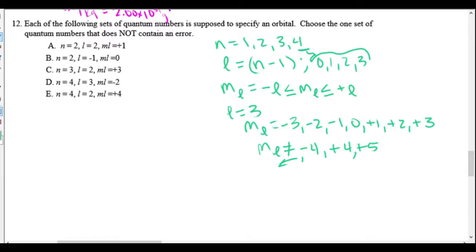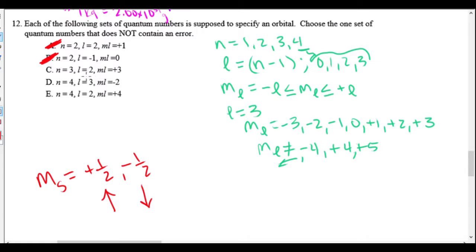So let's go through these. So for A, n equals 2, L equals 2. Well, L has to be n minus 1, so nope. We can stop right there. And, sorry, quick side note, I just remembered. M sub S can either be positive 1/2 or negative 1/2. And this is just referring to an electron with an up spin and an electron with a down spin. Okay. For B, n equals 2, L equals negative 1. Is that an option? Nope.